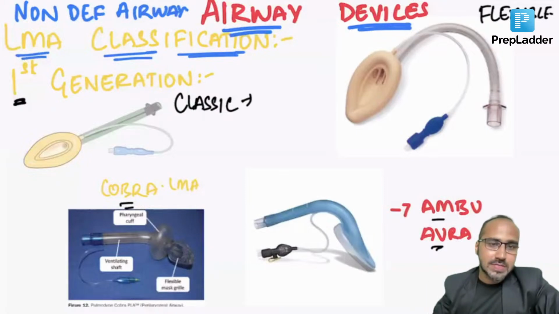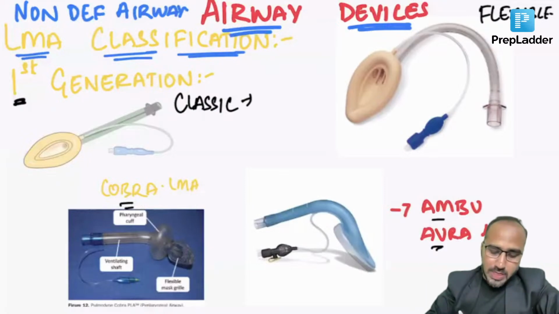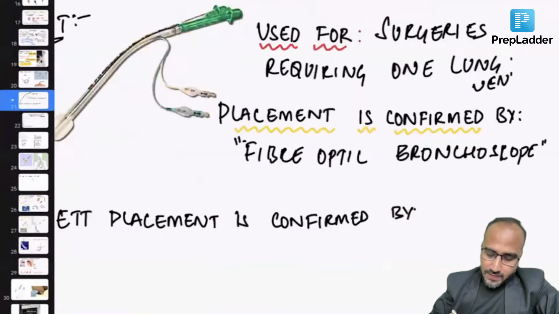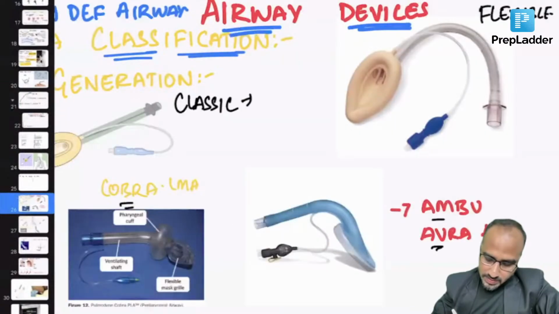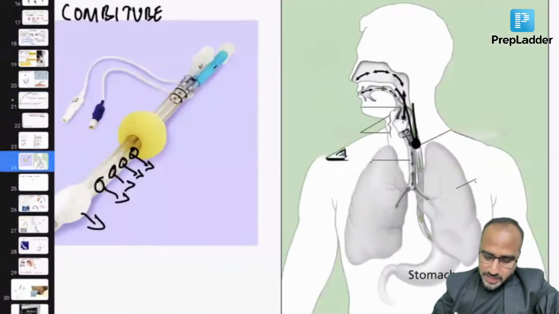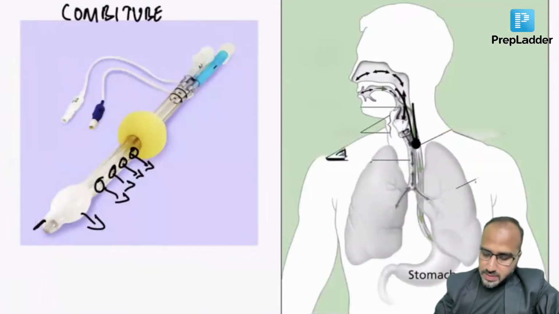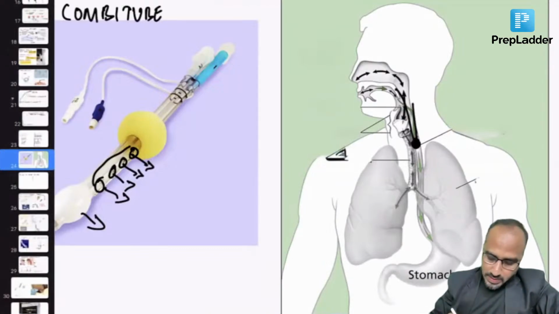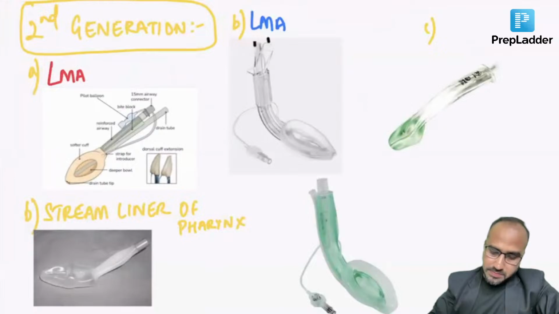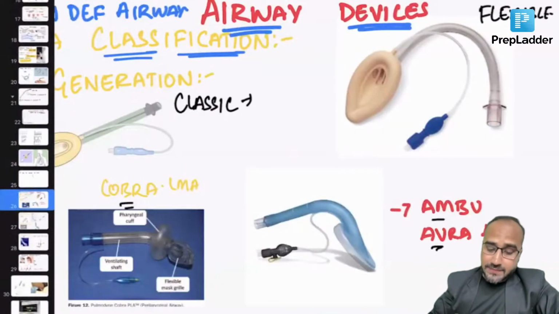I have shown you. Through those four openings, you can easily ventilate. These four openings you can easily ventilate through. Okay. Right. This is the first generation.